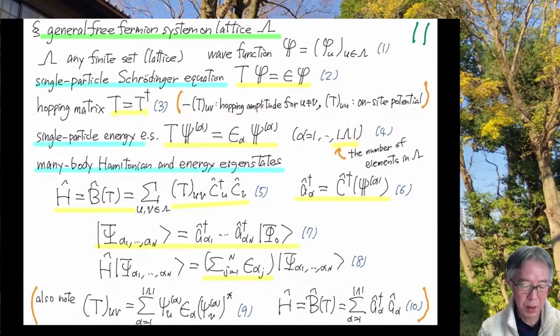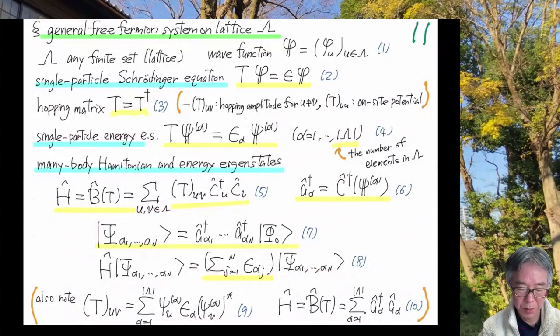Then I can define the many-body Hamiltonian again like this, and it looks like this. And this is the creation operator corresponding to this psi alpha. And then, of course, the energy eigenstate, so this is the name of the energy eigenstate, is again written like this, and it satisfies this. So this is the energy eigenvalue. Everything is the same. And this is the relation that I mentioned before. Since by using this energy eigenstate, this hopping matrix can be written in this form.